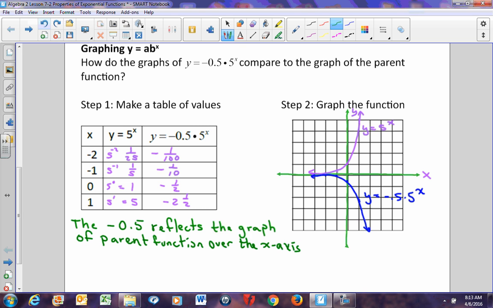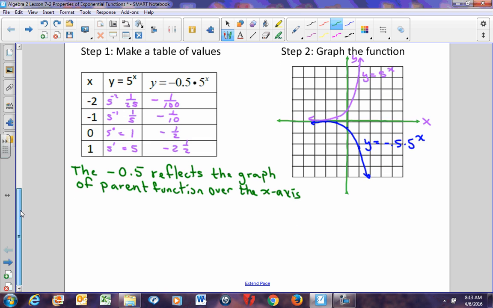That's the first thing we should notice. It compresses it. As you notice, now it's going down even more rapidly than it was before. Okay. So it compresses it by a factor of 0.5.